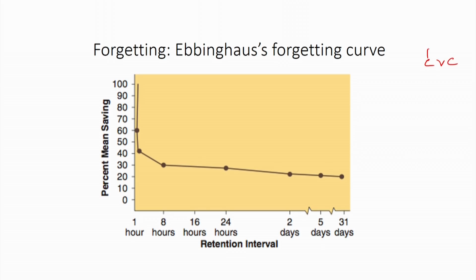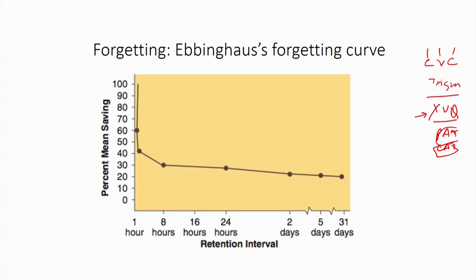So what he did was create a CVC, a consonant vowel consonant trigram. He called this a trigram. So let's say X, V and Q. Now X, V, Q doesn't mean anything, but PAT or CAT would mean something. So these are meaningful words, and this is a trigram. He took a lot of trigrams, he remembered them, and he then retrieved them back over periods of time.